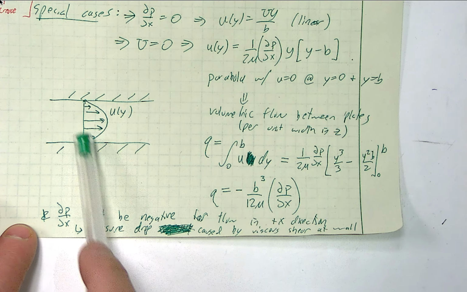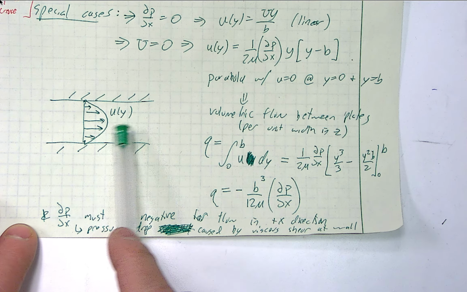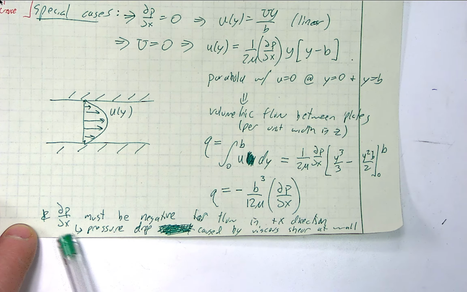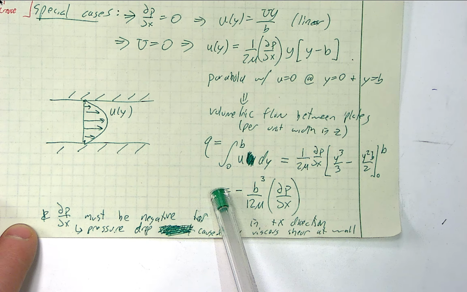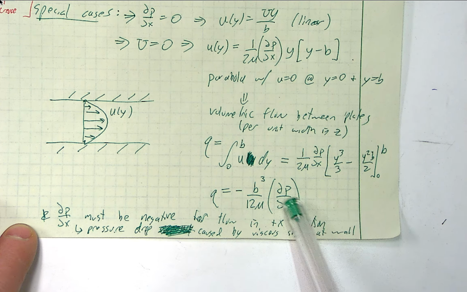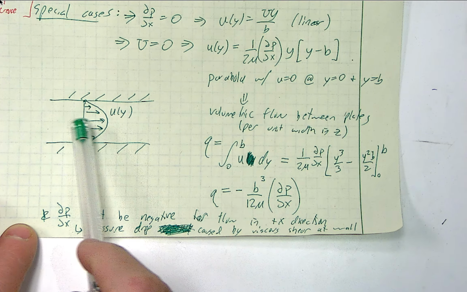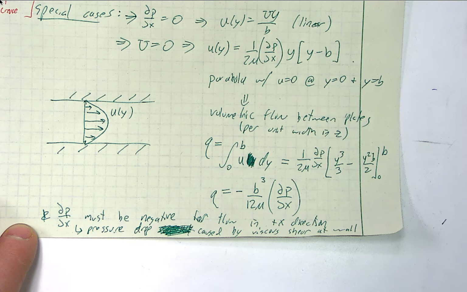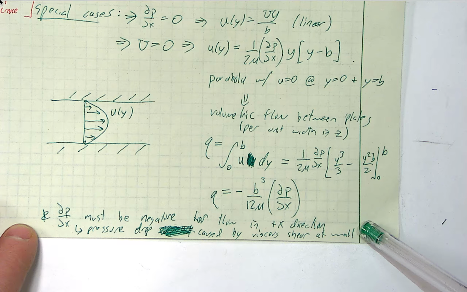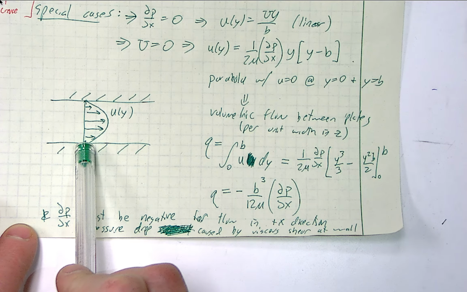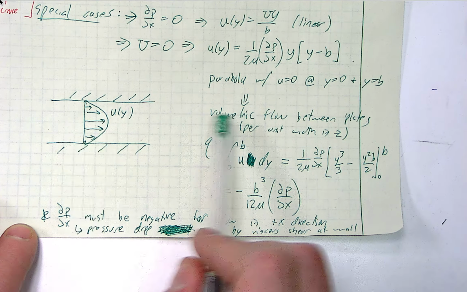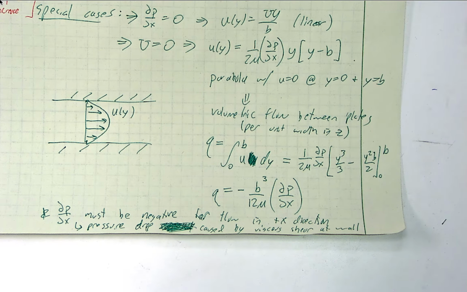In order for the flow to be in this direction, so for a positive volumetric flow rate, dp dx must be negative, right? That's because we want a positive quantity. The only thing here that can be negative is dp dx. So that means there must be a pressure drop as the flow proceeds. And that is caused or supported by the viscous shear forces experienced at the wall. So there's viscous drag here pulling on the flow, forces in that direction being balanced by that pressure drop as the flow goes along.